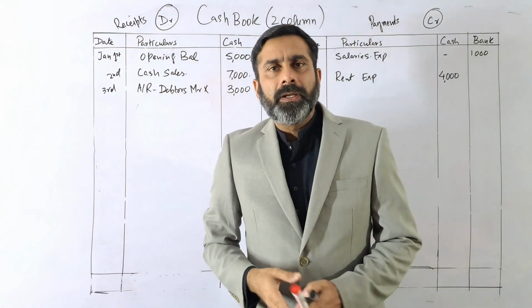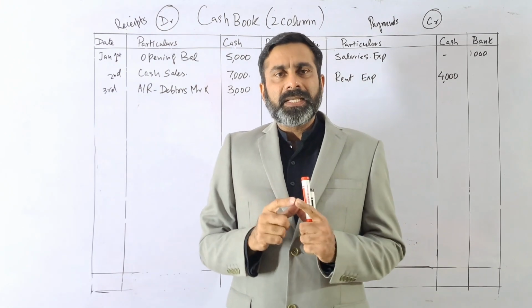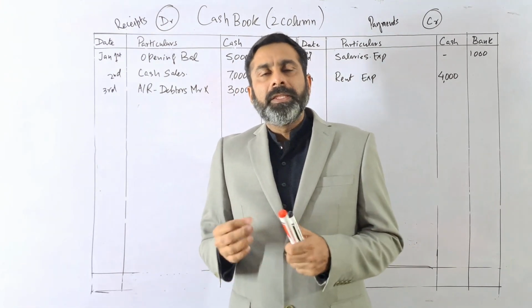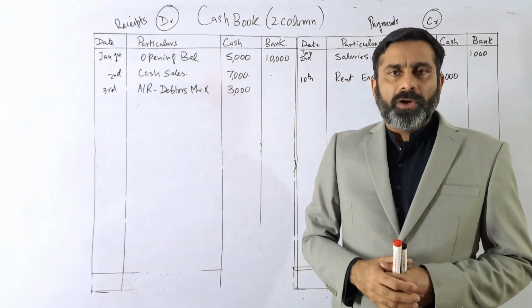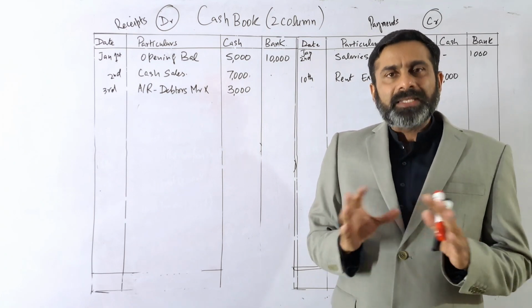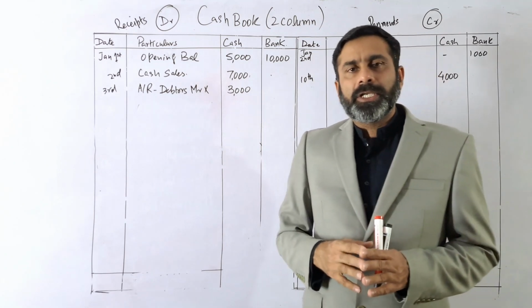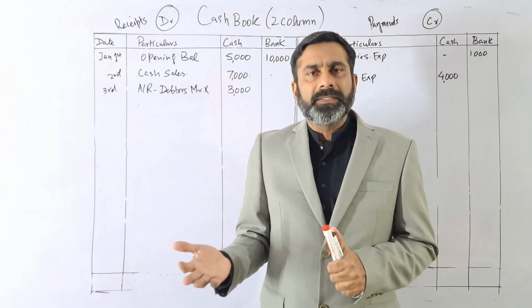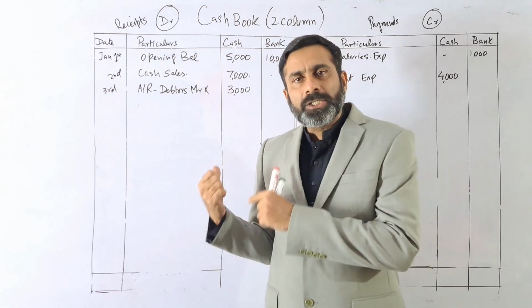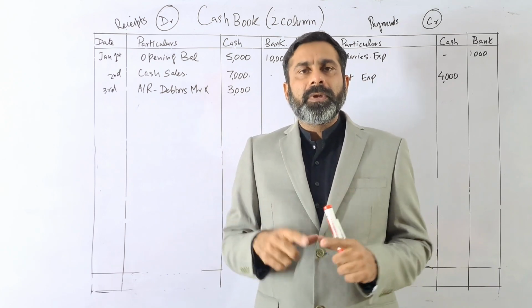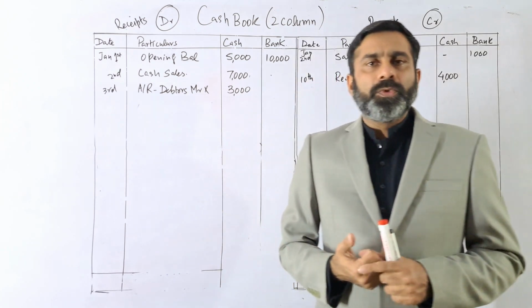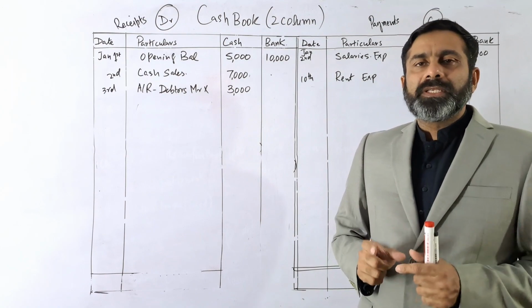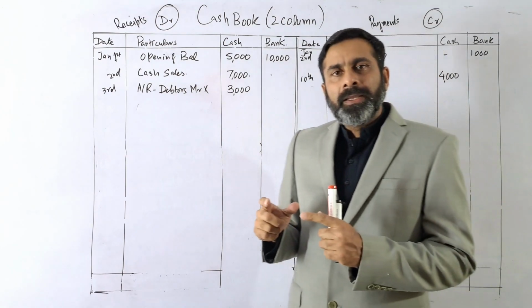In this lecture, we will discuss a new concept, the concept of the bank overdraft. It is a very simple concept, not a complex one, because the bank overdraft concept is also used in the bank reconciliation statement. So this cash book, whether a single column or double column or two column cash book, is used basically for what? To prepare the bank reconciliation.